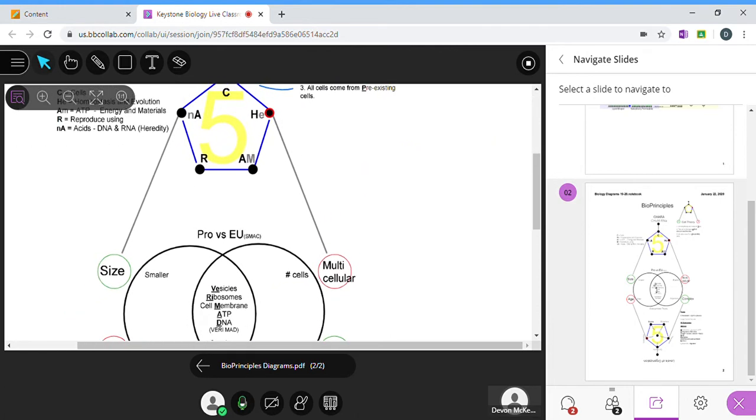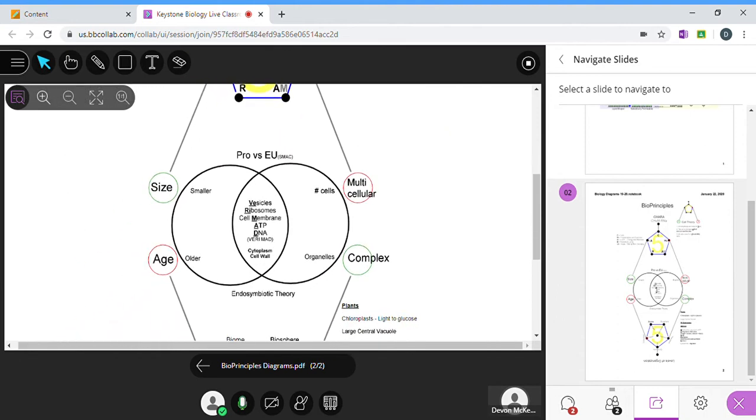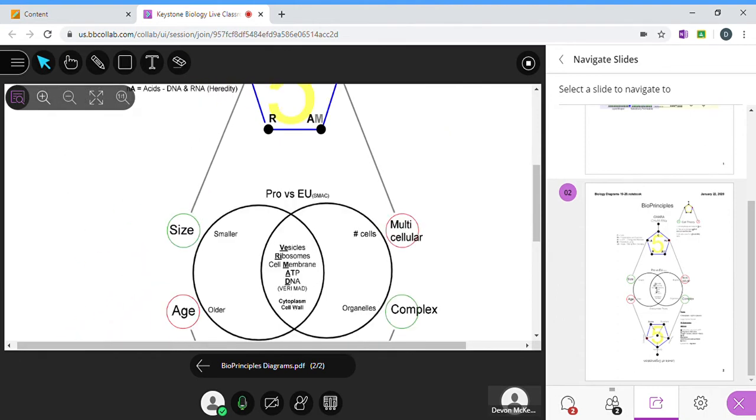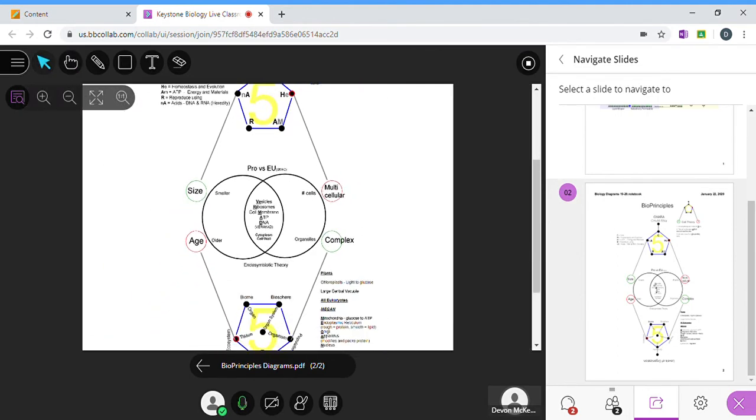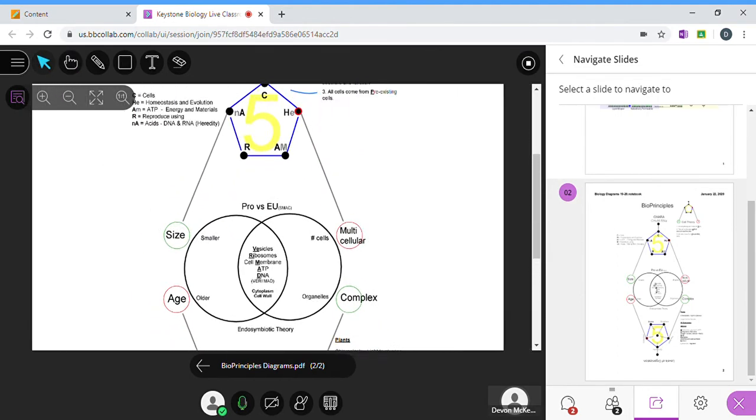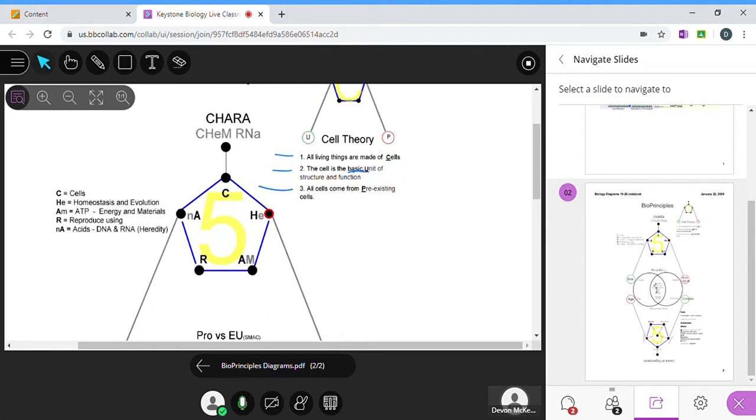Let's move this over a little. Wow, this is not cooperating with me. All right, that gets us where we need to be.